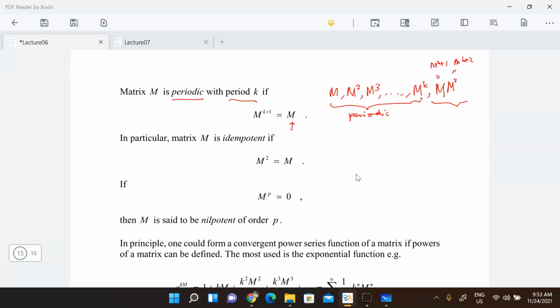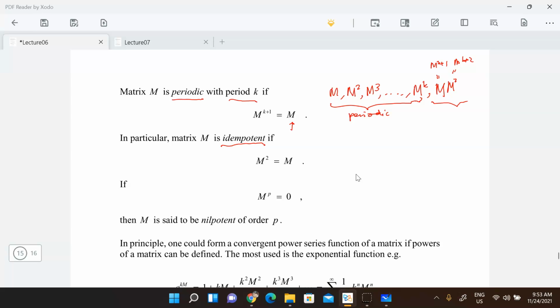The other possibility is to have a period of essentially period 1. M squared equals M. For this, we call this particular type of matrix idempotent. Okay? So these sometimes play a role, this idempotent matrix.